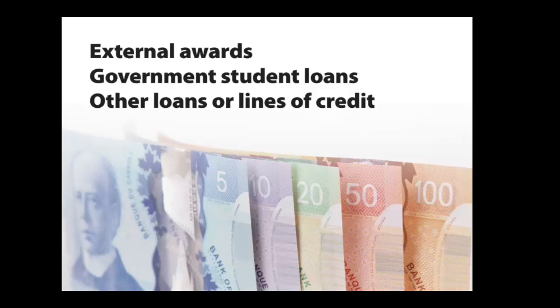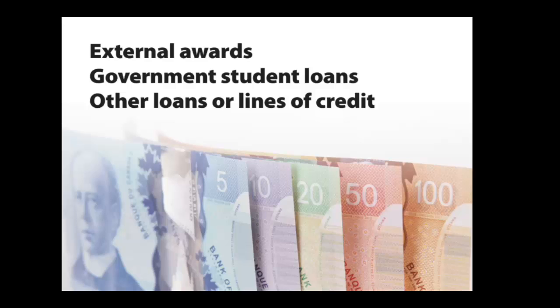Lines of credit and bank loans are two ways students can borrow money from financial institutions. A student line of credit gives you access to an agreed-upon amount of money that you can withdraw when needed. A bank loan allows you to borrow an agreed-upon amount of money up front. If exploring these options, take time to do some research and shop around, and don't be afraid to ask questions and negotiate.